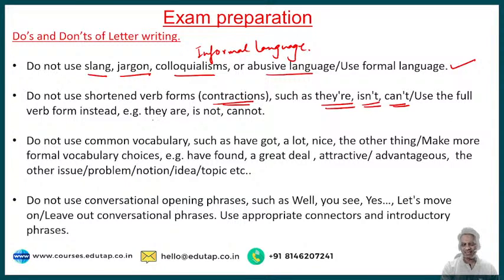For example, if you have to write they are, instead of writing they're, you have to write they are. Instead of writing isn't, you have to write is not, right? And instead of writing can't, you have to write cannot. So we cannot use contracted forms of verbs in your formal letter. We have to use the expanded form, the normal full form.